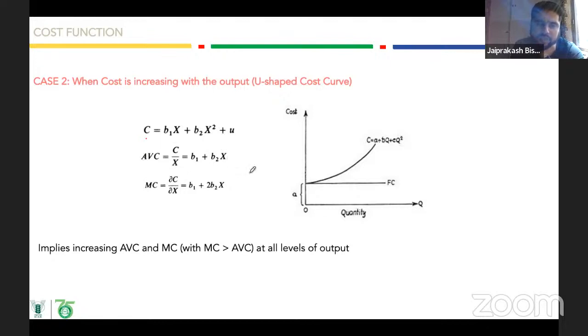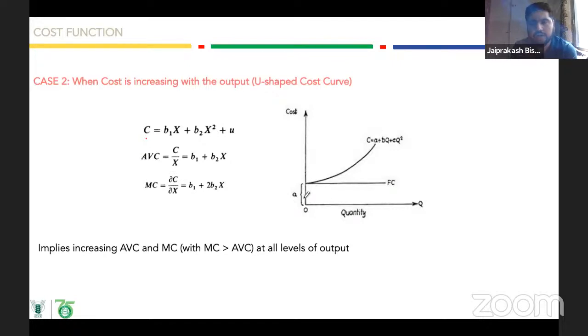Okay, so this is your average variable cost. Then coming to the marginal cost, you have to take delta C by delta x. So delta C by delta x equals b1 delta x by delta x, which gives 1, so it is b1 again, and the exponent comes to the outside, so it will be 2 b2 x.